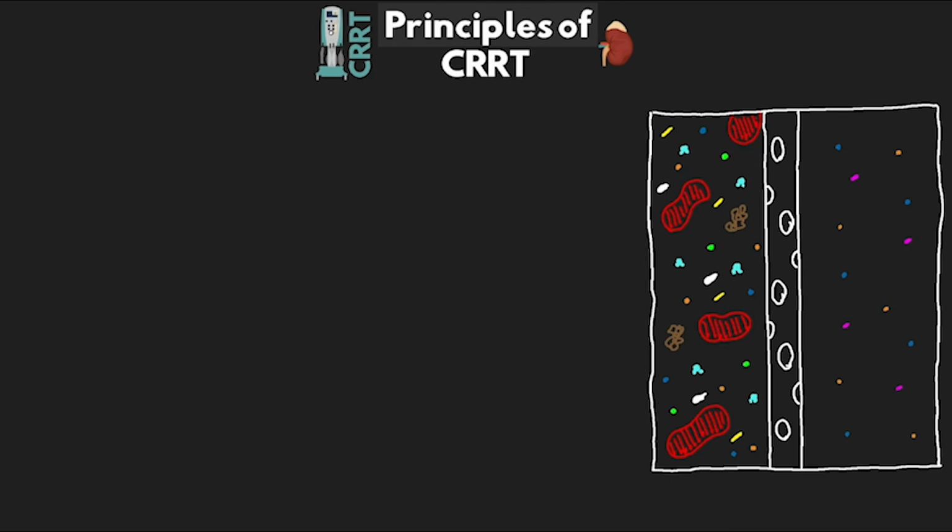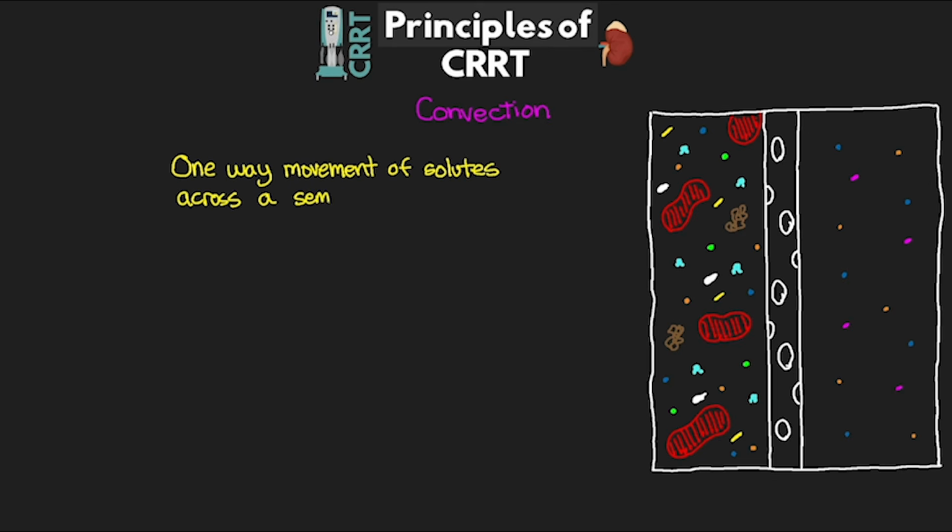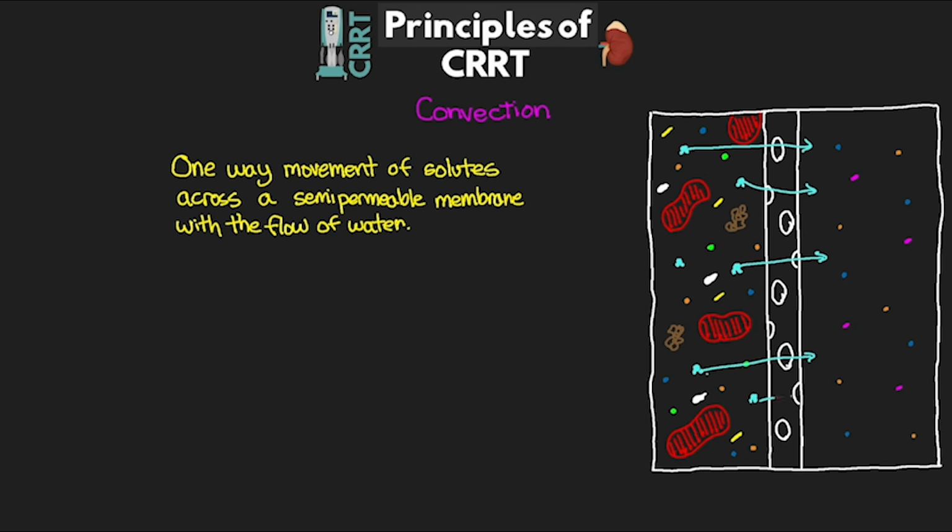And now let's talk about the principle of convection. And convection is actually tied to hemofiltration, as it is a principle of such. So here with convection, we have a one-way movement of solutes through a semi-permeable membrane with the flow of water. So again, as you can remember with ultrafiltration, we have our water that's moving across our semi-permeable membrane.